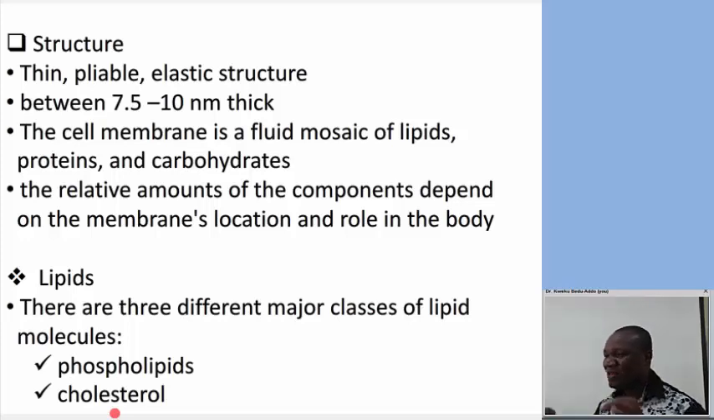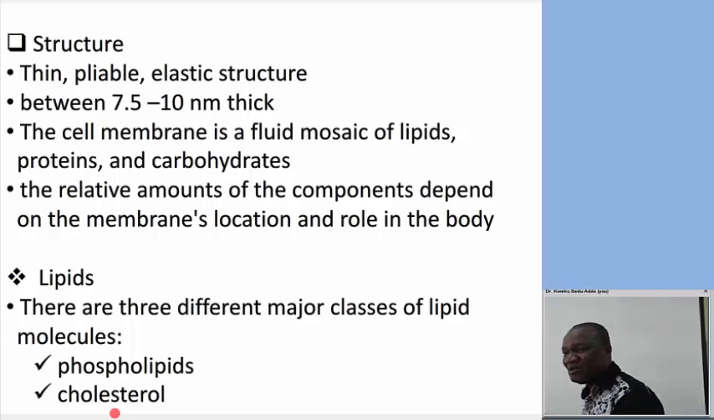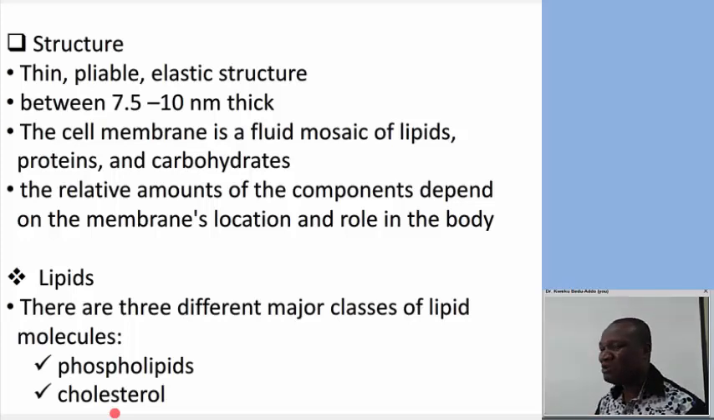Now it's between 7.5 to 10 nanometers thick. And it's described or said to be a fluid mosaic. It's not a liquid, it's not a solid structure. It is like a thick oil, right? And it's made up of different components. That's why it's said to be a mosaic, right? So it's a fluid mosaic of lipids, proteins, and carbohydrates.